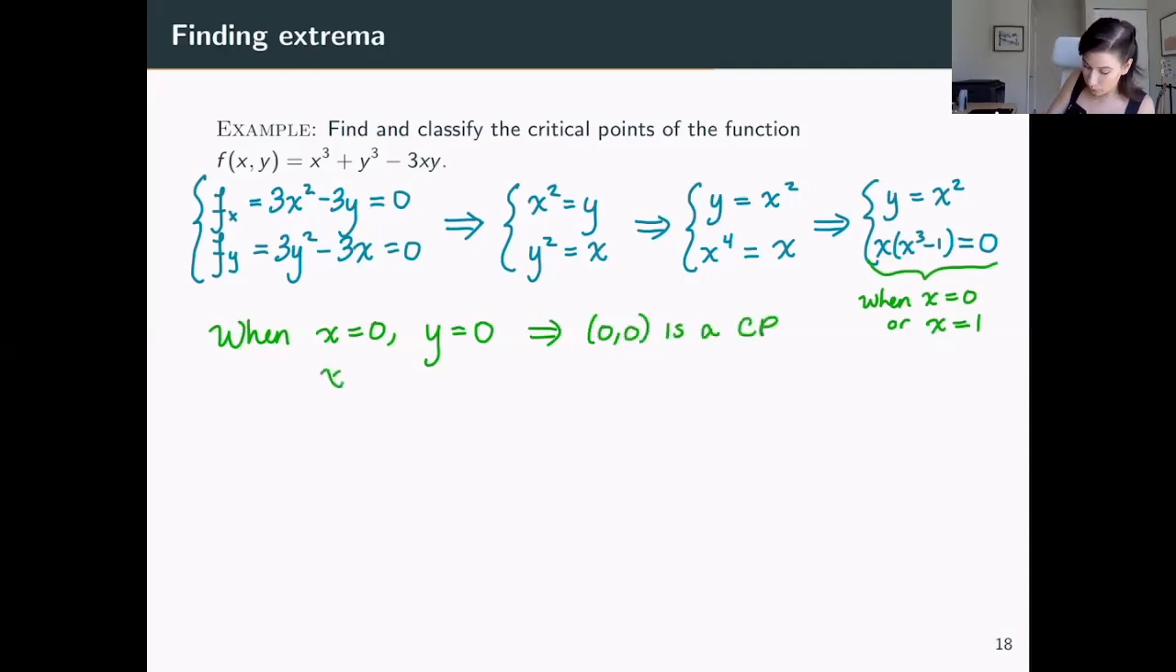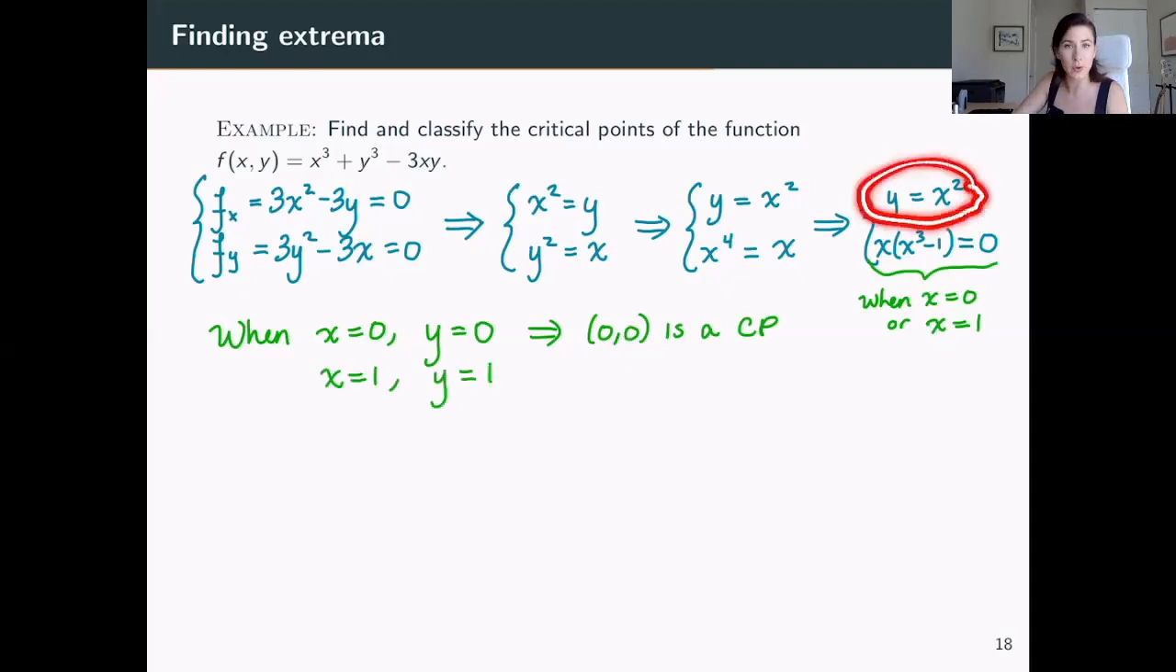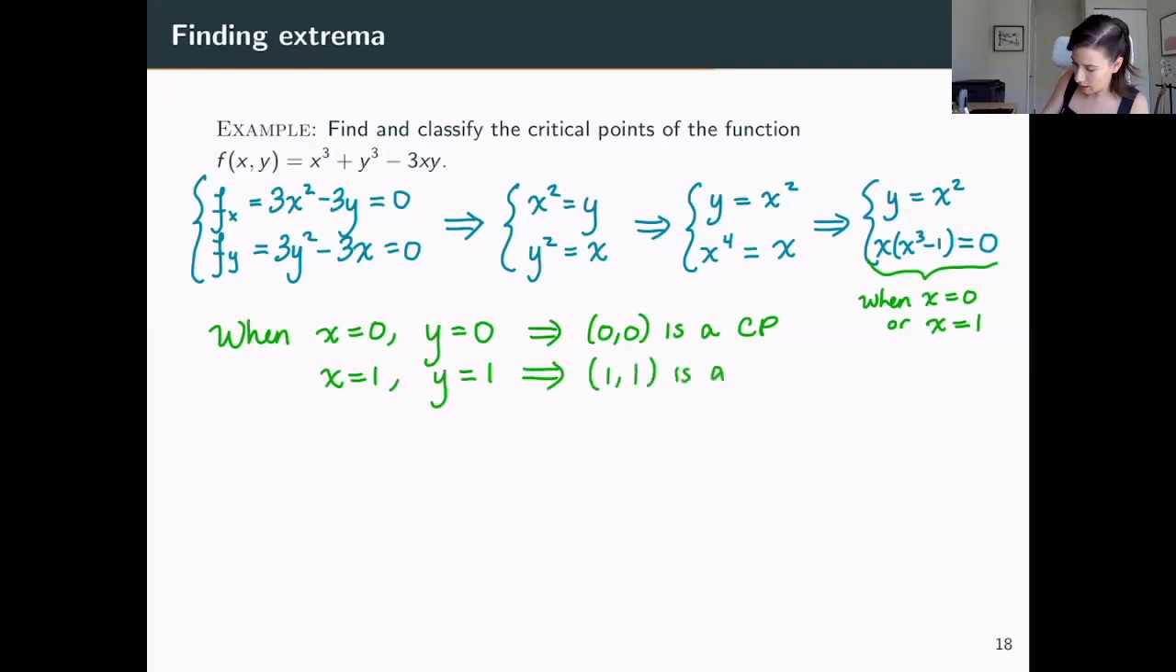Similarly, when x is equal to 1, we will have that y is equal to 1, plugging it back into this expression in our system. So this is going to imply that (1, 1) is a critical point. Now that I have my two possible critical points, we want to classify these. We do that by now looking at those second order partial derivatives.